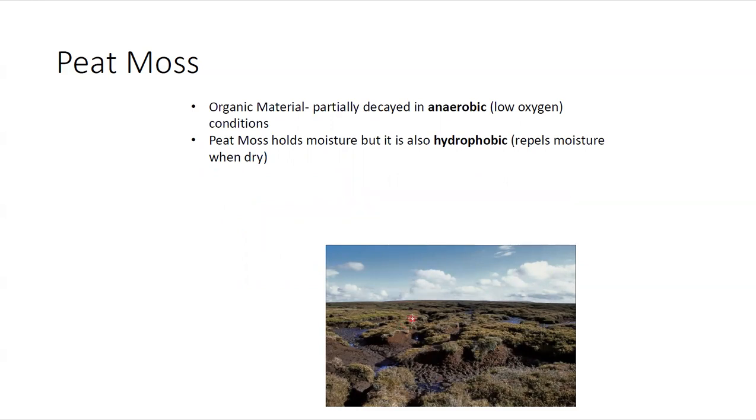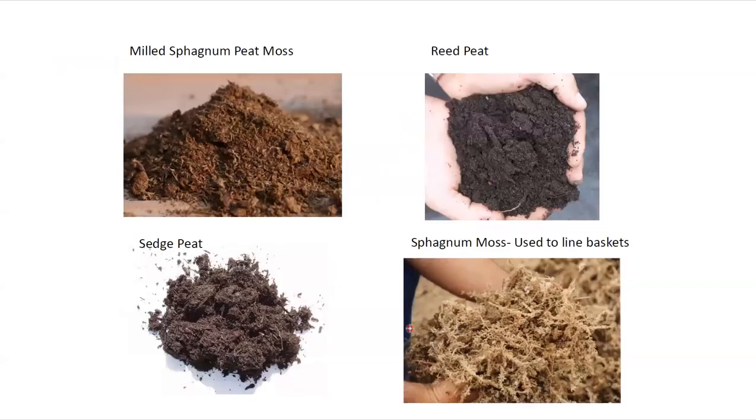Okay, it takes a really, really long time, and it's harvested at a rate that is higher than it's replenished. So it is not a renewable resource, and it's not a product that we're using as one of the ingredients in our growing media that is a sustainable one. Okay, it's used a lot, it's inexpensive, it does a great job, but it's not renewable and it's not a byproduct of another industry. Here is milled sphagnum peat moss, reed peat, sedge peat, and here's that sphagnum moss.